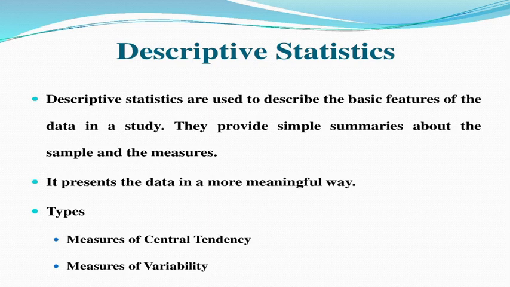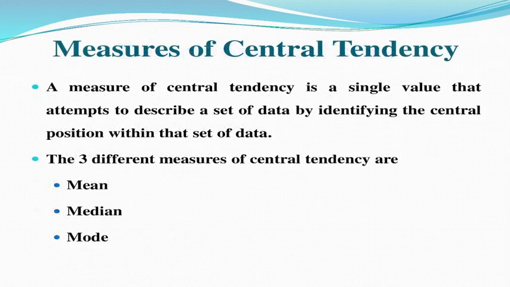Typically, there are two general types of statistics that are used to describe data: measures of central tendency and measures of variability. A measure of central tendency is a single value that attempts to describe a set of data by identifying the central position within that set of data. There are three different measures of central tendency. They are mean, median, and mode.